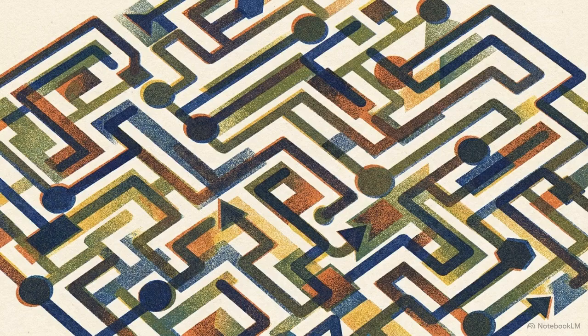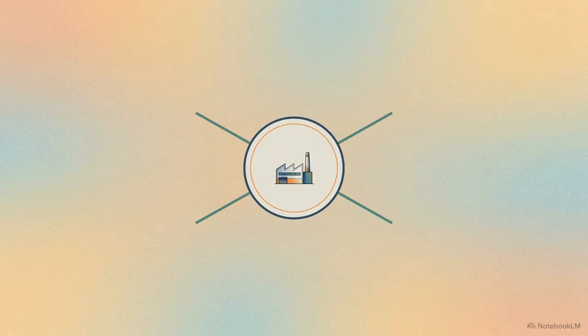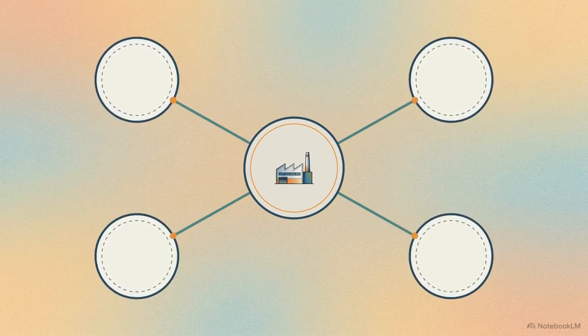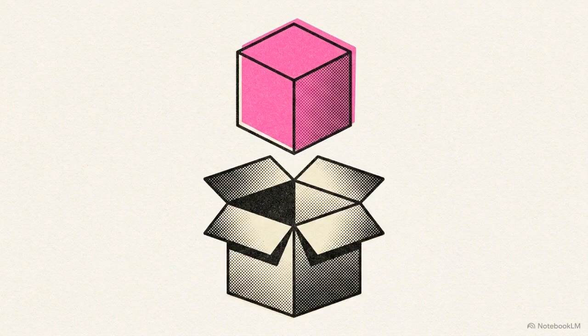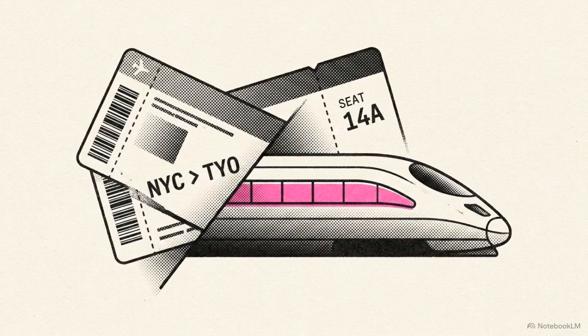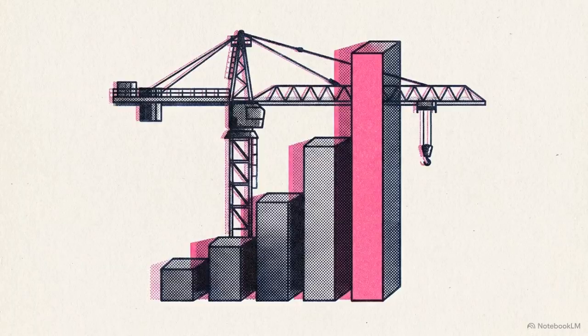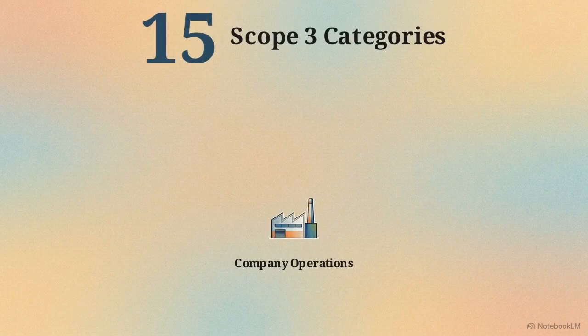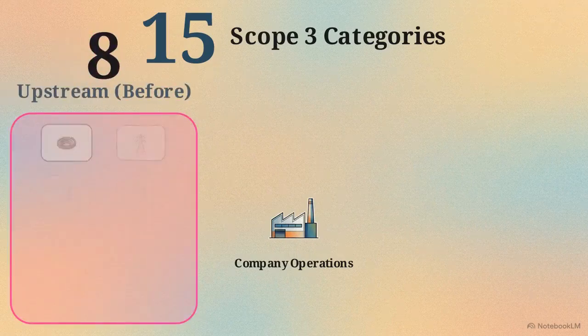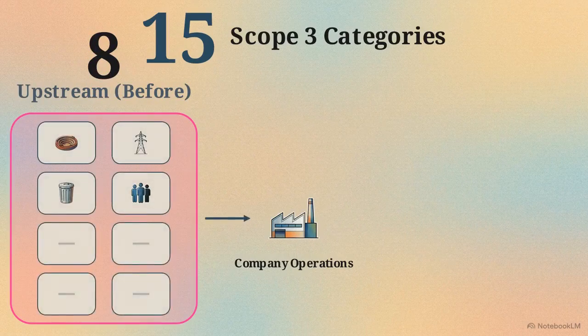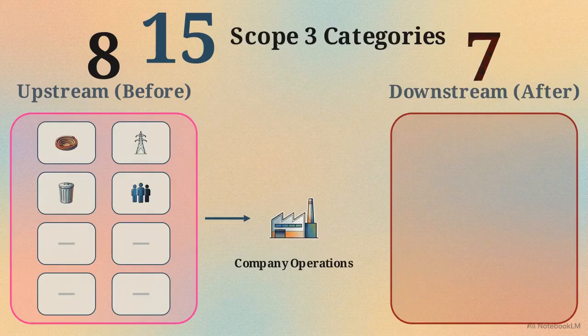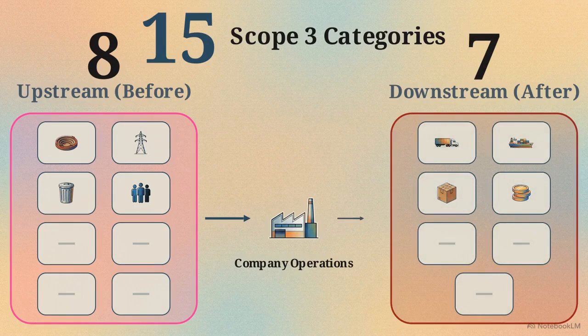15 categories is a lot of information to track. In practice, most organizations focus their initial reduction efforts on the big four: the goods they purchase, their employee travel, how their products are used, and the projects they invest in. This infographic provides a summary of the entire timeline. You have 8 upstream categories on the left, representing everything required to build the product, and 7 downstream categories on the right, tracking the product's journey into the world.